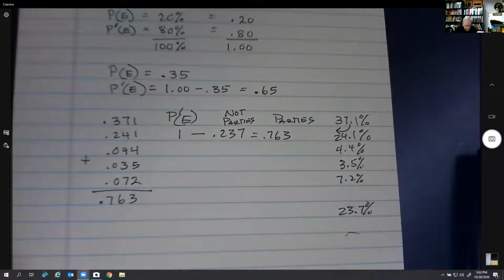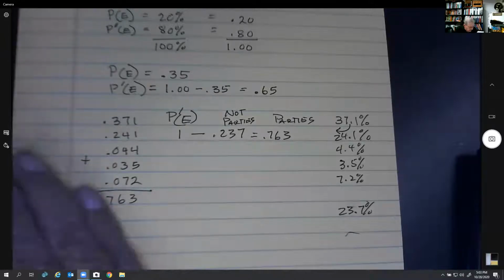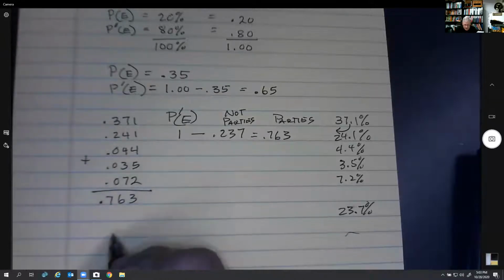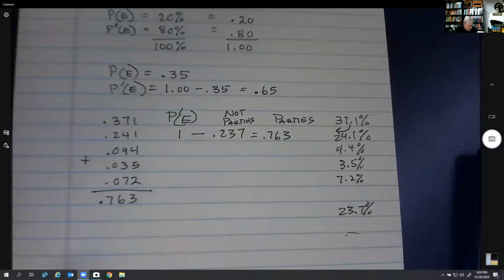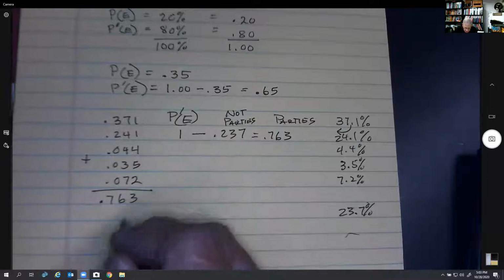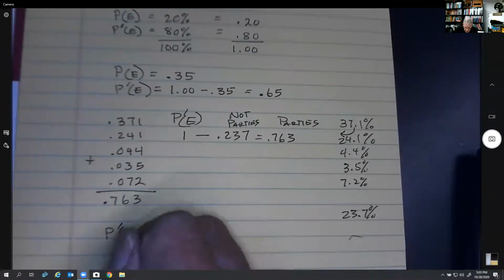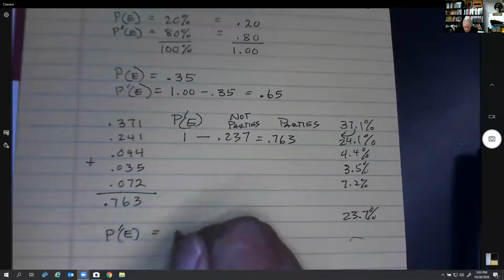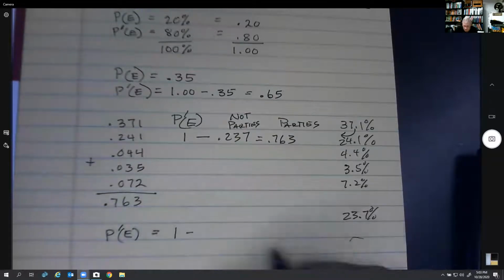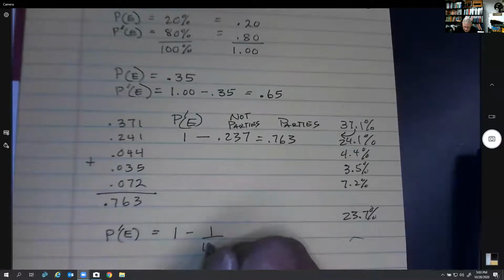So here's another one, number 3 in your book on the exercises. It says there's one chance in 1,000 that you would win the lottery ticket. What is the probability you would not win it? The probability of not having a winning ticket is 1 minus the chance that you would, which is 1 in 1,000.